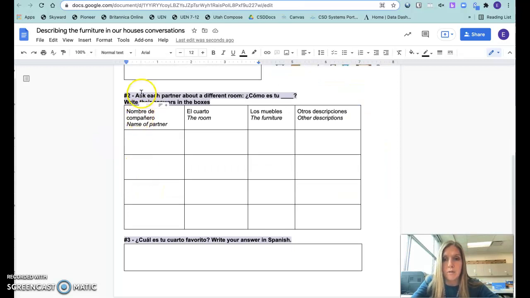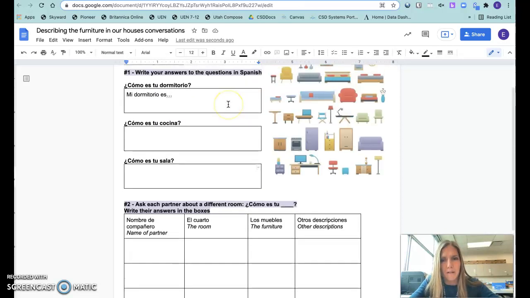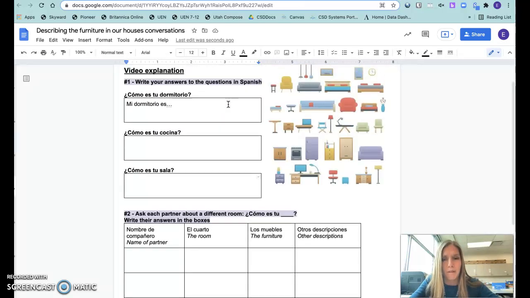Then, number 2, you are going to find 1, 2, 3, 4 different partners. You're going to write the partner's name, and you are going to ask them, ¿Cómo es tu? And you're going to ask each partner about a different room. ¿Cómo es tu baño? We didn't talk about baños up here. That would be a trickier one for them, but you could.